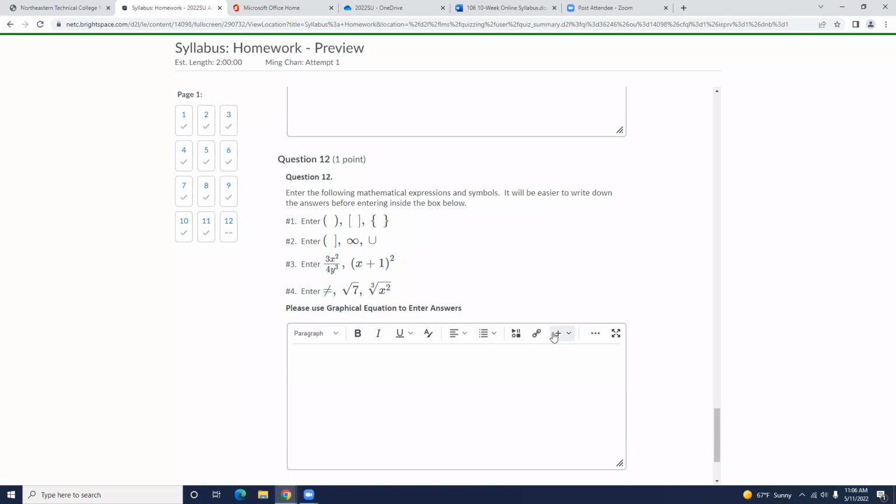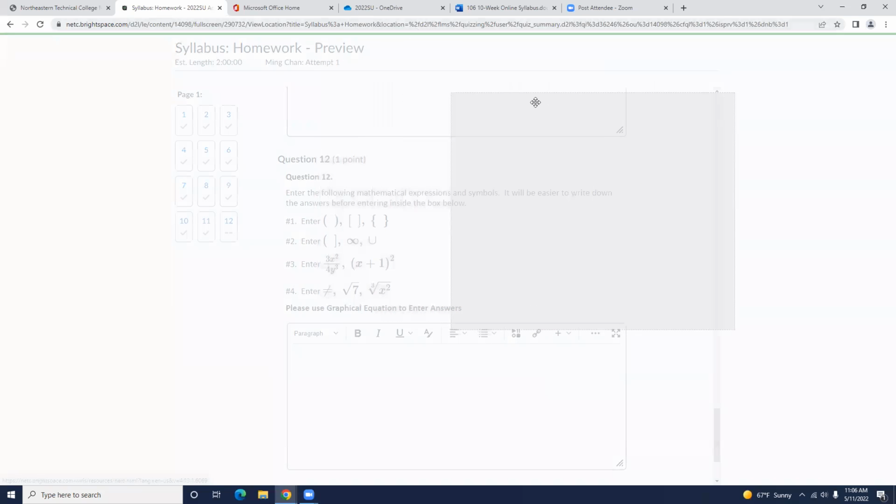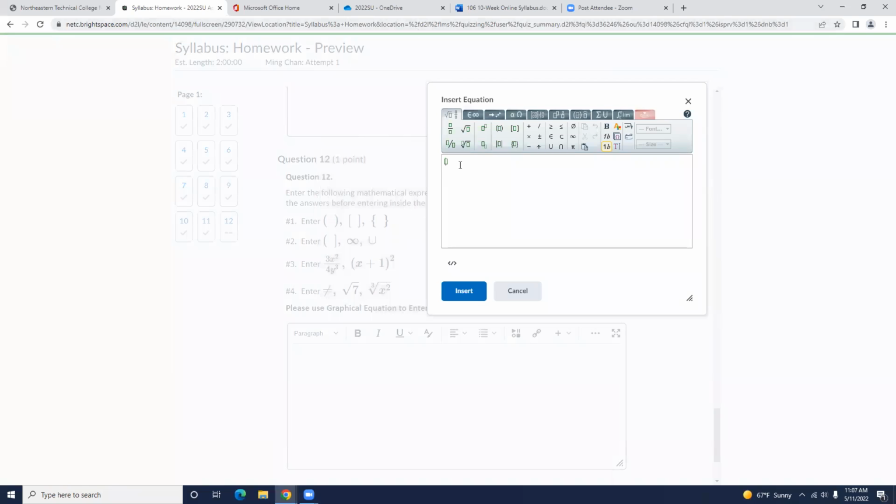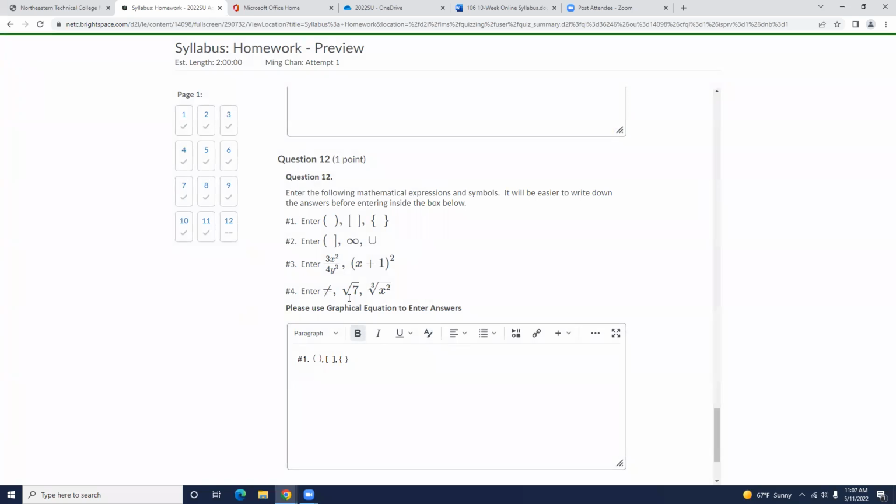So let's enter these. I'm going to click on the plus sign, equation, and graphical equation. For number 1, open and close parenthesis is right here. I'm going to click outside of the parenthesis, comma. The open and close brackets is right here, comma. And the open and close brace is right here. So that's the first part. Once I enter number 1, I click on insert and press enter. And then let's enter the answer for number 2.